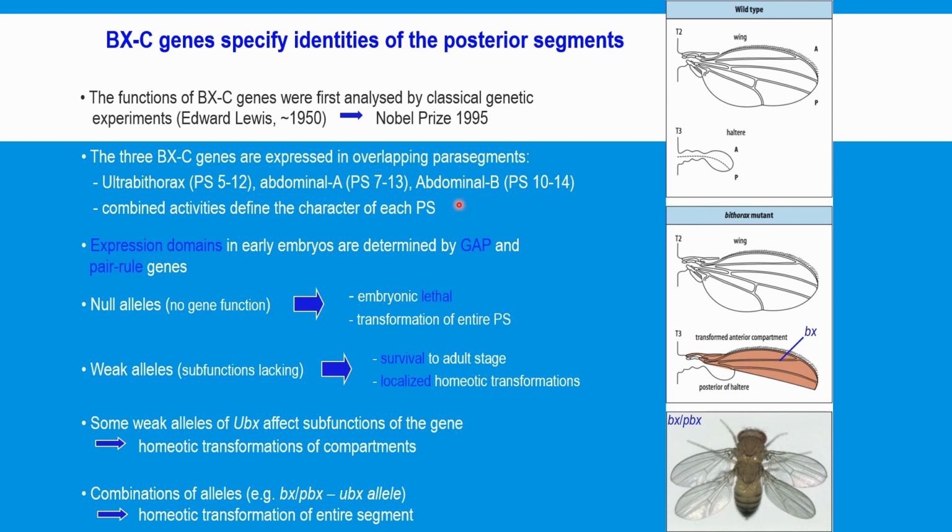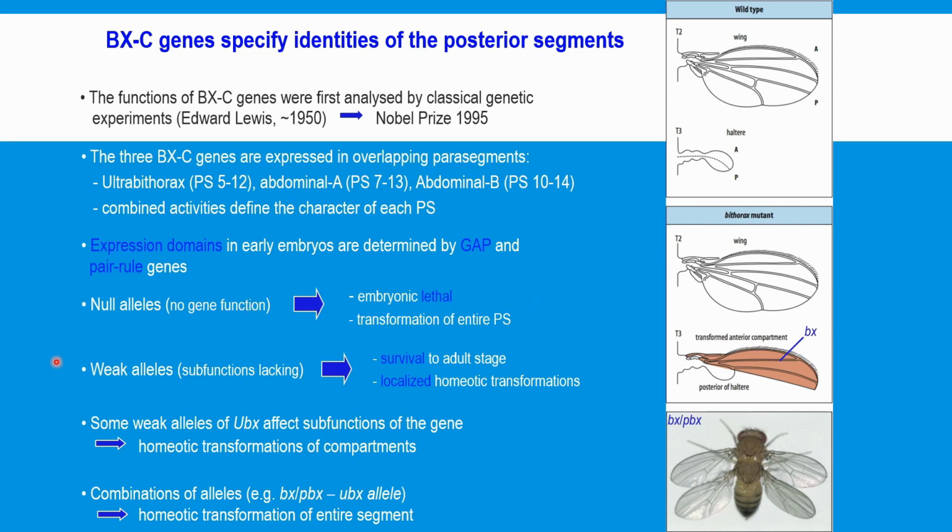So it wasn't one gene per parasegment, rather the combination of expression of these that defines the character of each parasegment. The expression domains in the early embryos are determined by the gap and the pair-rule genes, and he could see that null alleles, where mutations cause no gene function, so no functional protein produced, were embryonic lethal and had transformations of entire parasegments.